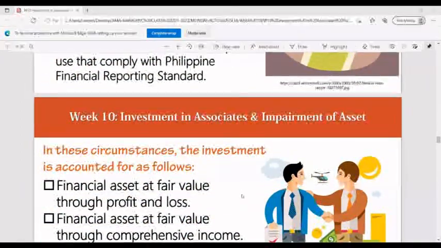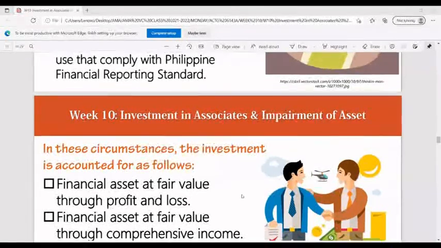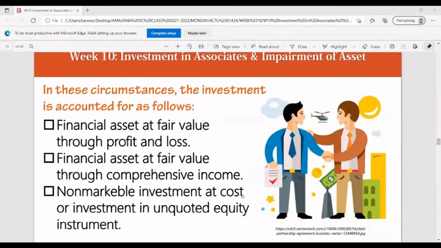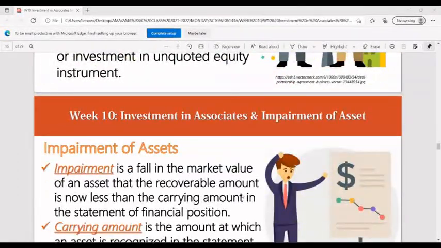In these circumstances, the investment is accounted for as follows: financial asset at fair value through profit and loss, financial asset at fair value through other comprehensive income, non-marketable investment at cost, or investment in unquoted equity instrument. Impairment of asset is a fall in the market value of an asset such that the recoverable amount is now less than the carrying amount in the statement of financial position.